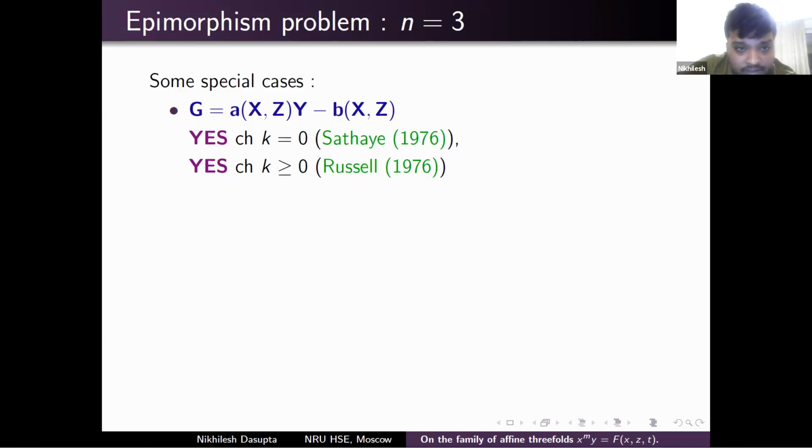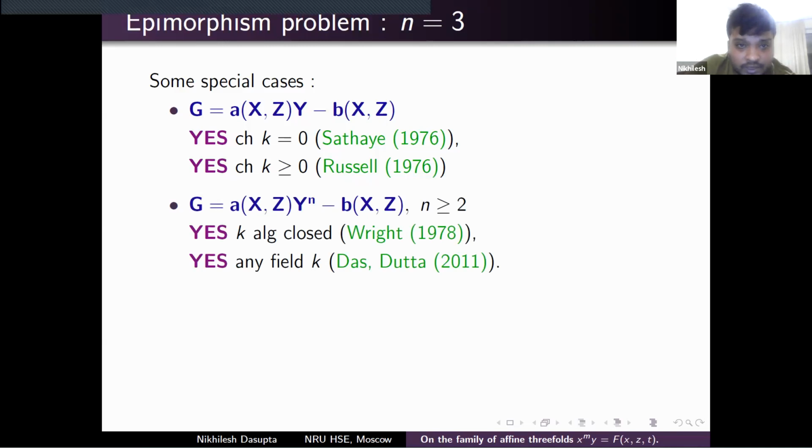This result was proved in 1976 for characteristic 0, and for other characteristics by Russell in 1976. A generalization of that: take G to be of this form now, a(x,z)y to the power n minus b(x,y,z), like a t to the power n minus b of that form. For algebraically closed fields it was proved by David Wright in 1978, and by Amartya Datta and Prosenjit Das in 2011, the same result for any field K. So these will be variables provided they are planes.